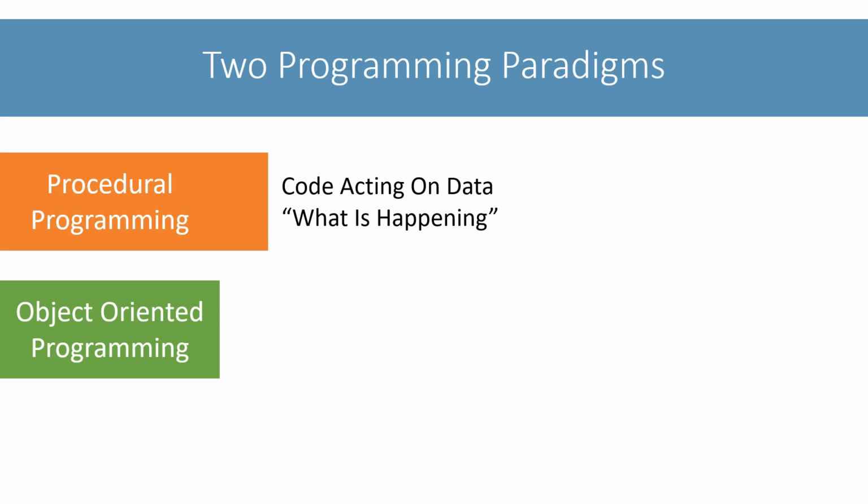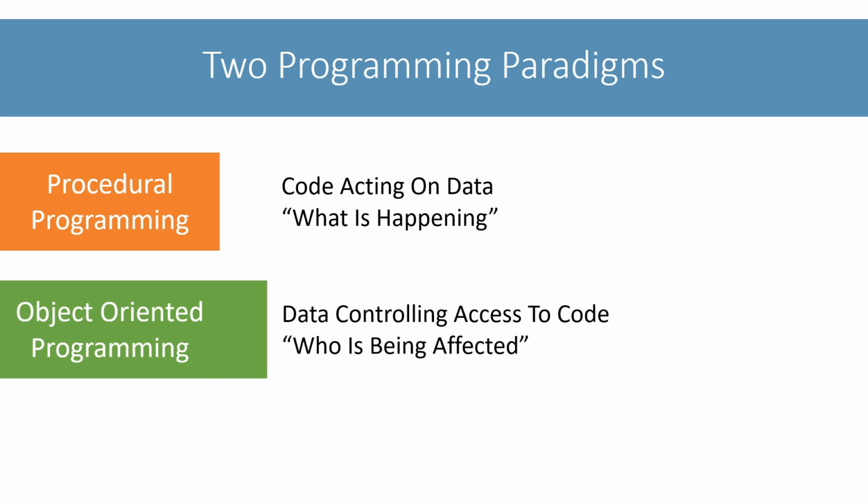Another way to write computer programs is to center it around its data by focusing on who is being affected. This is the object-oriented paradigm. Here we identify all the different entities present in our problem domain and how they are interacting with each other. Then we organize our program around these entities and provide well-defined interfaces to interact with the entities. Hence we say that in object-oriented programming, data controls access to code.